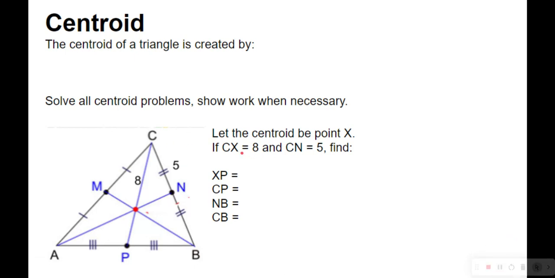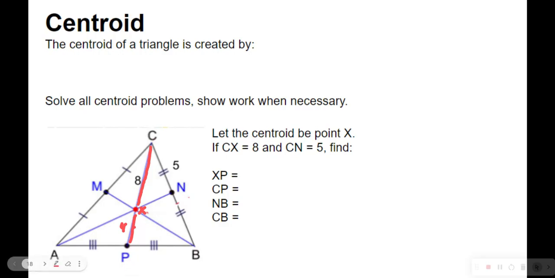Okay, so if CX is 8, oh, this is X right here. The centroid is X. So if CX is 8, that's to the angle. And I know that to the angle is twice as big as to the side. So this would be 4. I know they're not equal to each other, right? So the longer one is twice as big as the shorter one, where it's 2/3 of the total length.